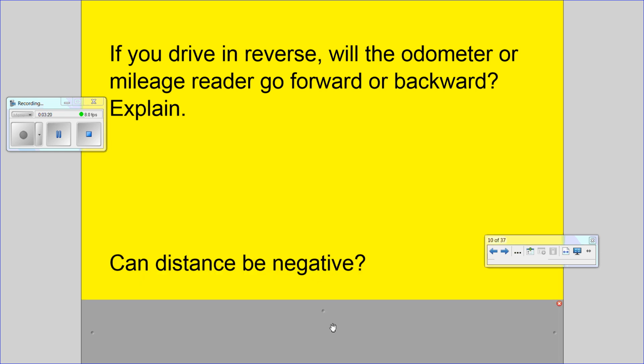The answer is it will go forward because distance is always positive. When you are moving, the distance is always going up. You're never going back. You're always moving forward. So distance is always positive.